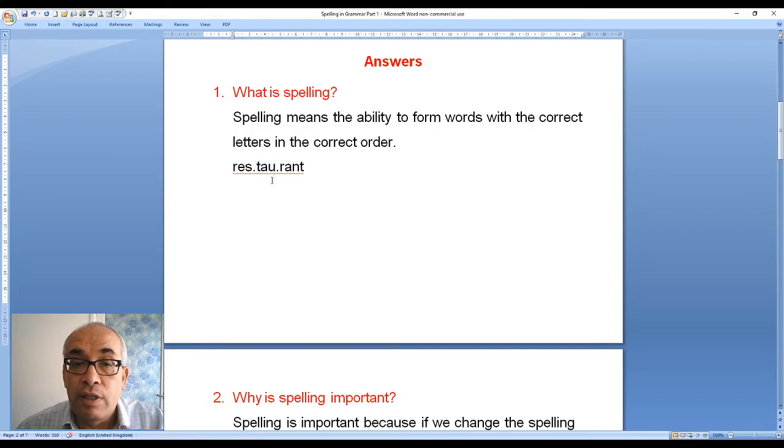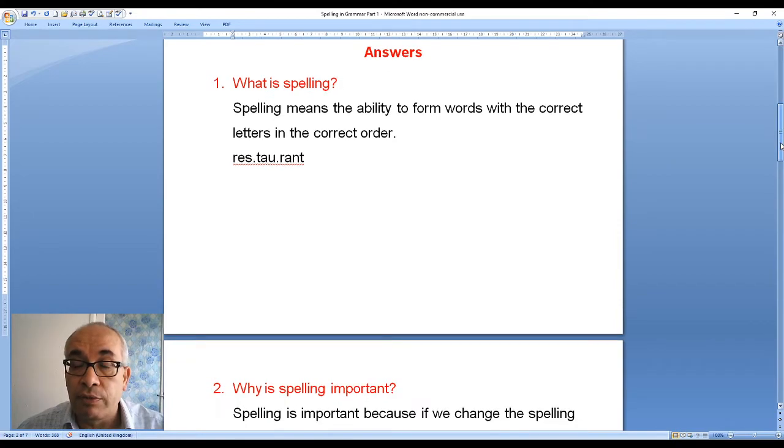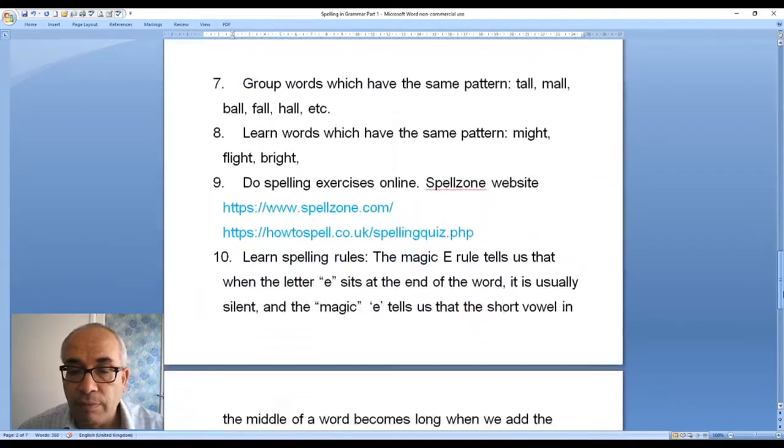T-A-U. So maybe you write part 1 correctly, you write part 3 correctly, but part 2 is difficult. So you underline part 2, you put a line under it. So remember, the middle part is difficult for you. Only the part in the middle, or the syllable in the middle.